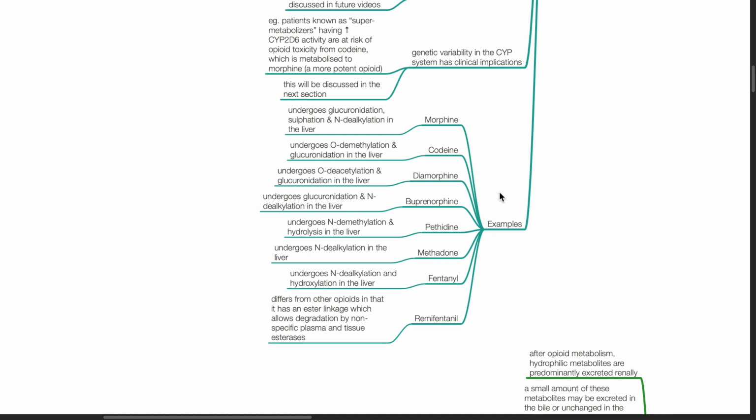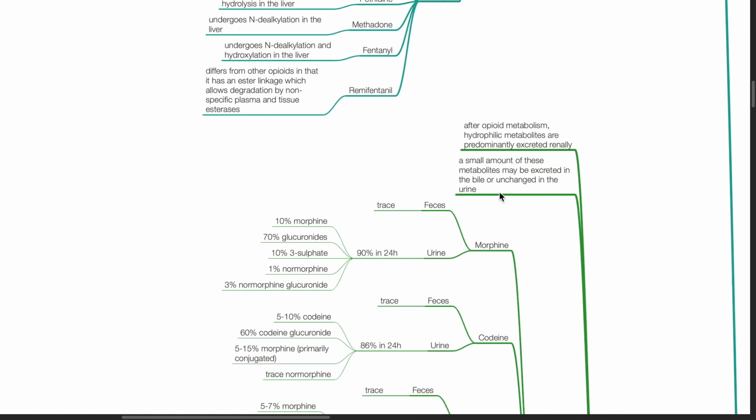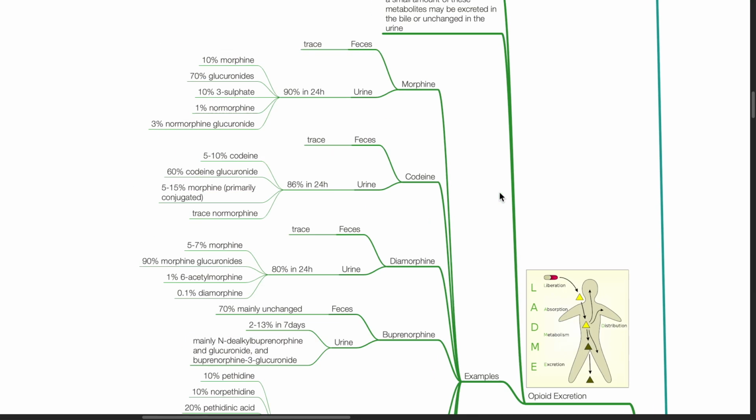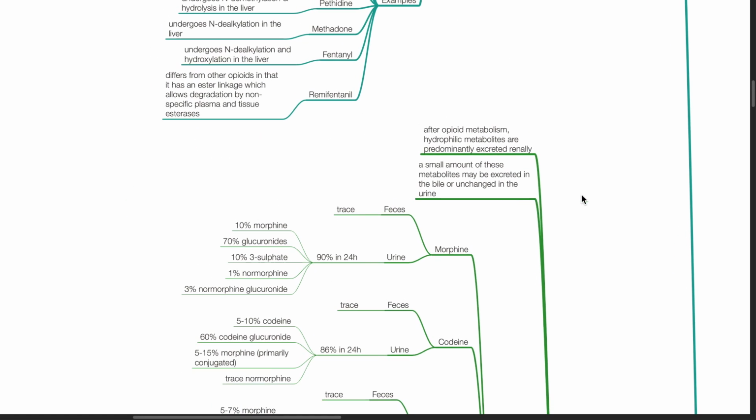Methadone undergoes N-dealkylation in the liver. Fentanyl undergoes N-dealkylation and hydroxylation in the liver. Remifentanil differs from other opioids in that it has an ester linkage, which allows degradation by non-specific plasma and tissue esterases. Opioid excretion. After opioid metabolism, hydrophilic metabolites are predominantly excreted renally. A small amount of these metabolites may be excreted in the bowel or unchanged in the urine.